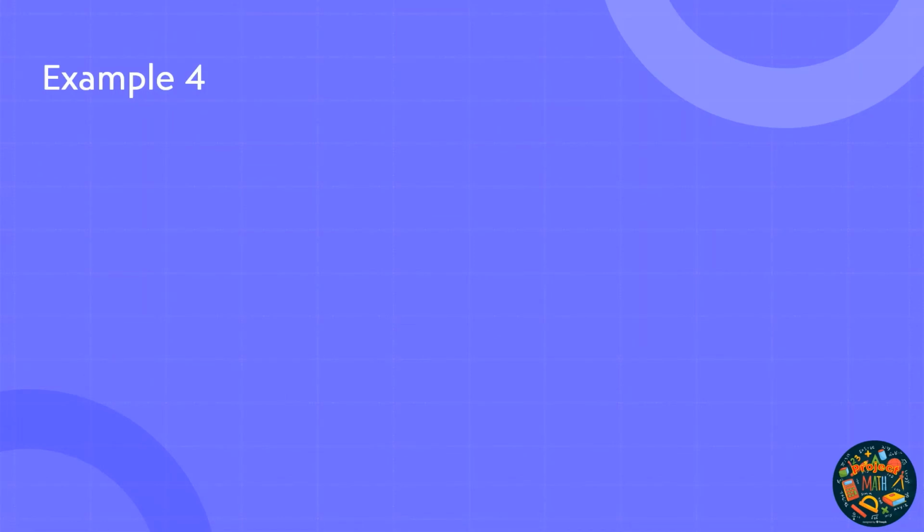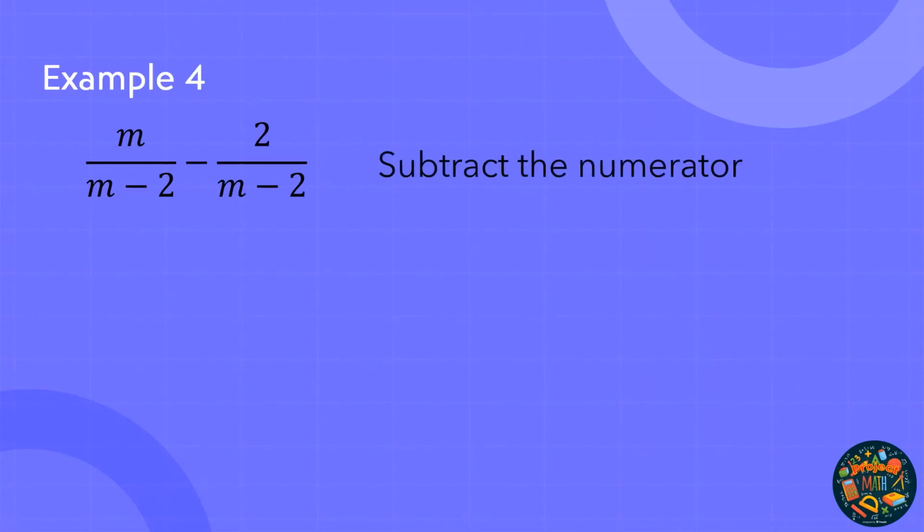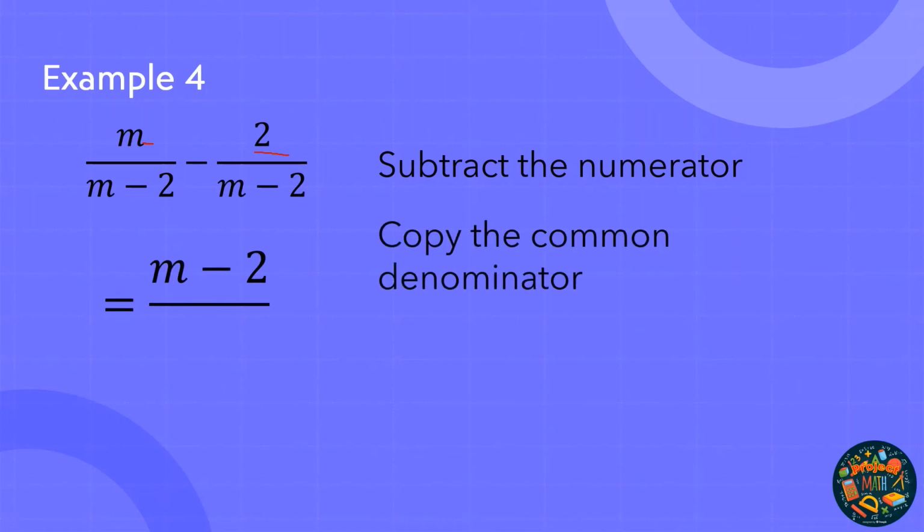Example number 4. m over m minus 2 minus 2 over m minus 2. So first, we are going to subtract the numerators. So we have m minus 2. So we are going to write m minus 2 and then copy the common denominator. And the common denominator is m minus 2. Okay?